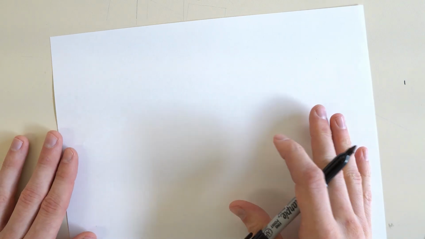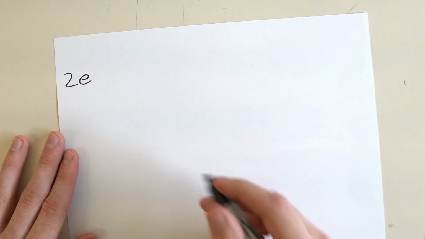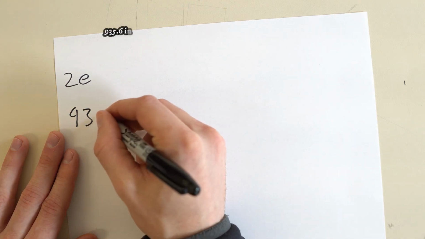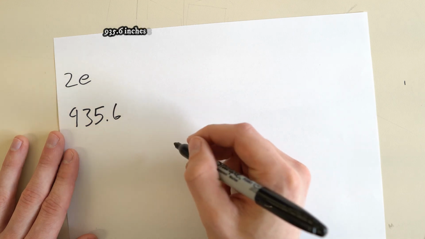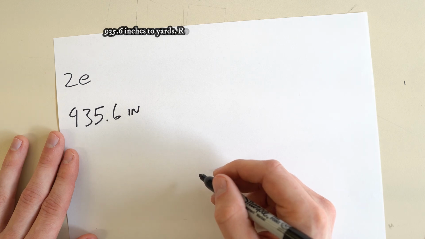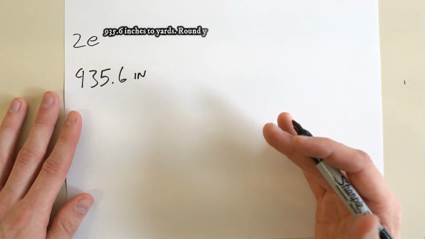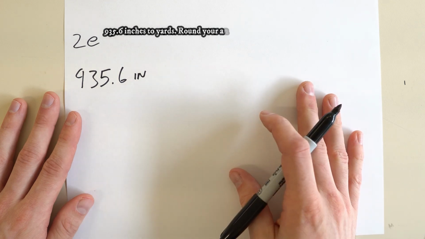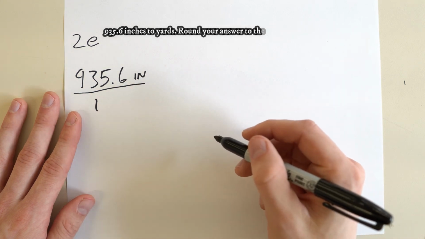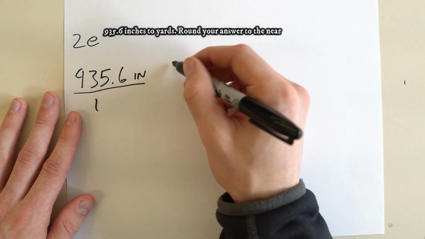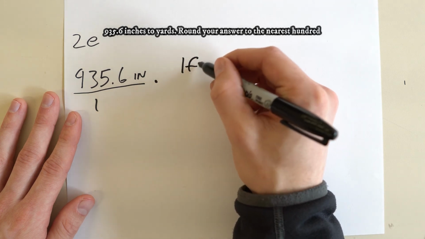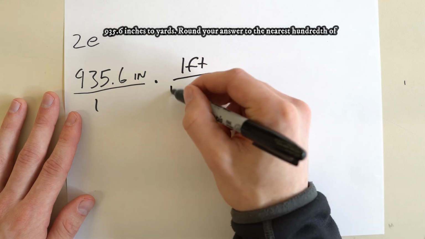Our next one is 2E, which is laid out as they want to take 935.6 inches, and we want to turn that into yards. Now, we don't have a direct conversion here for that, so I have to set up linking units. So the way I'm going to set this up is times my linking unit. So first I'm going to change my inches into feet.